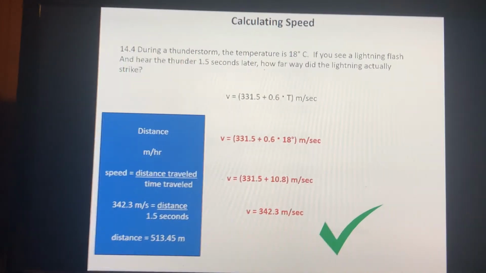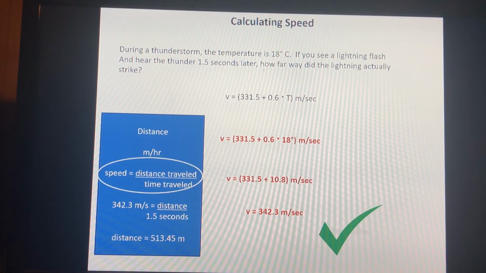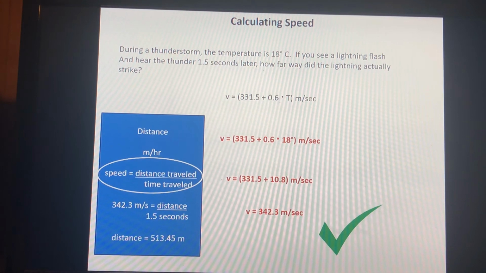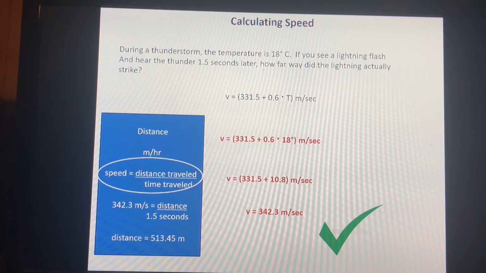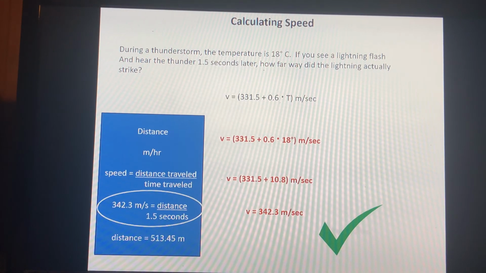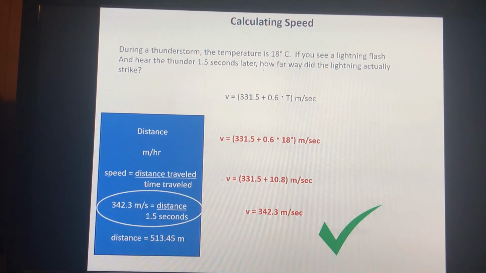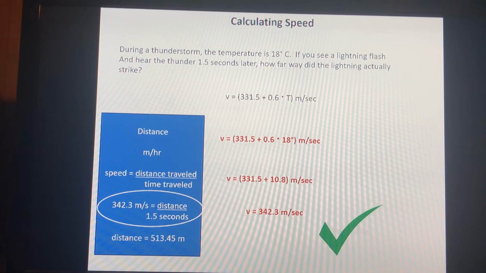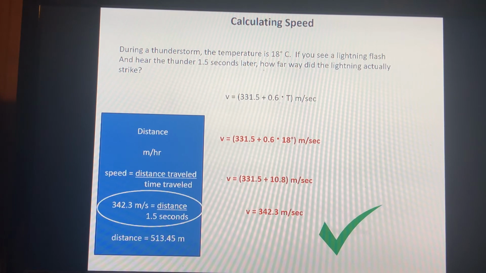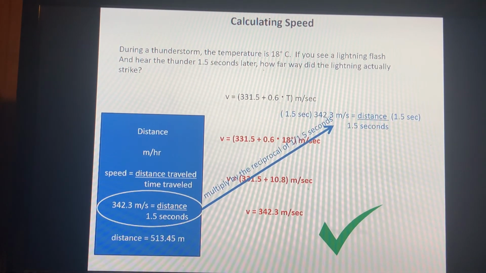Yay! Now we're going to figure out the distance by remembering miles per hour, and speed equals distance traveled divided by time traveled. We're going to plug in the information we know. We know that the speed is 342.3 meters per second. We know the time. We said that it's 1.5 seconds later. So we plug those both in, and then we're going to multiply both sides by the reciprocal of 1.5 seconds in the denominator. We're going to bring it up to the numerator, multiply both sides of the equation by that reciprocal, so that we can isolate distance on one side of the equation.